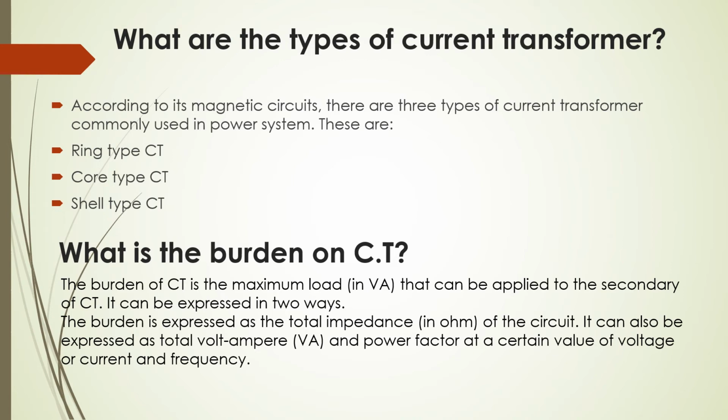What is the burden of CT or current transformer? The burden of CT is the maximum load in VA that can be applied to the secondary of CT. It can be expressed in two ways. The burden is expressed as total impedance in ohm of the circuit. It can also be expressed as total volt ampere and power factor at a certain value of voltage or current and frequency.